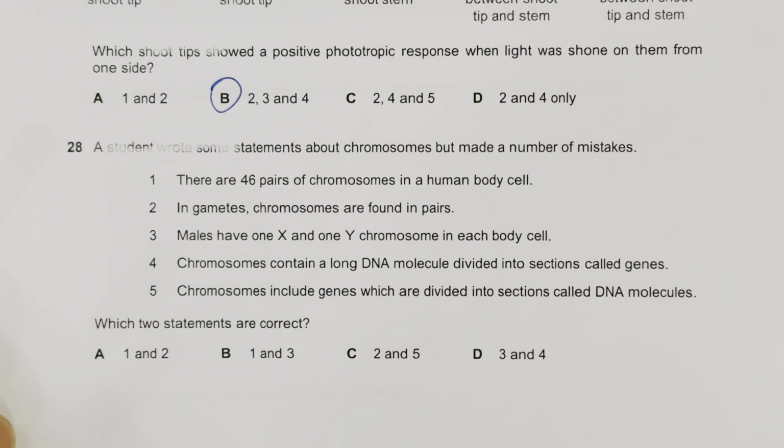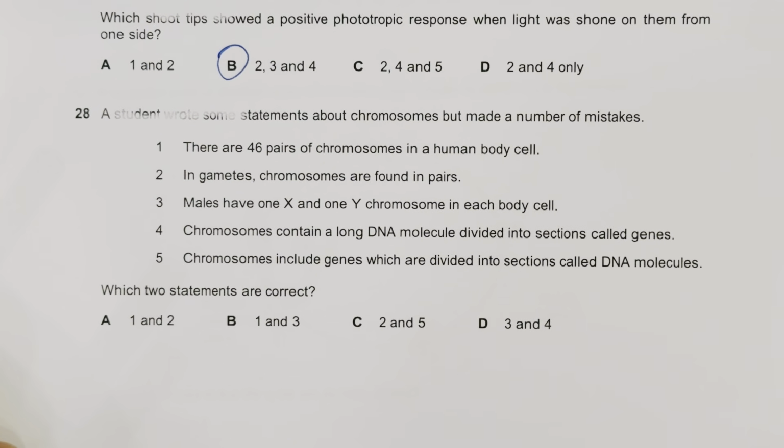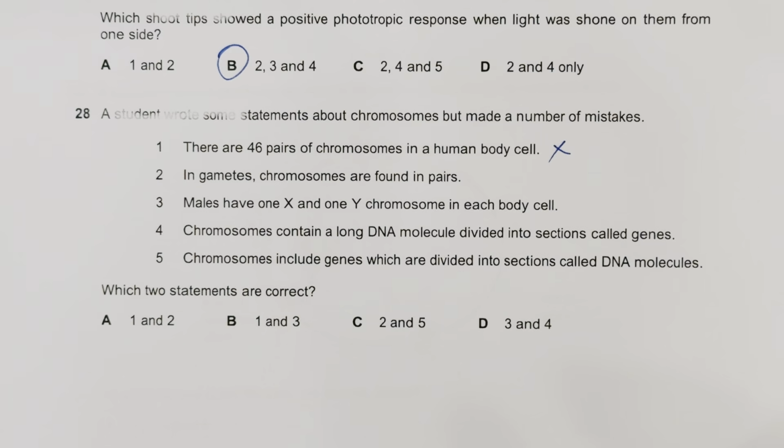A student wrote some statements about chromosomes but made a number of mistakes. There are 46 pairs of chromosomes in the human body. It means it should have 92, but it is wrong. It has only 23 pairs of chromosomes. In gametes, chromosomes are found in pairs. No.